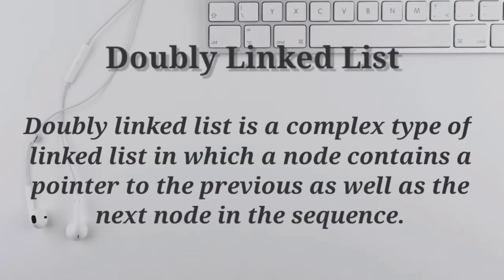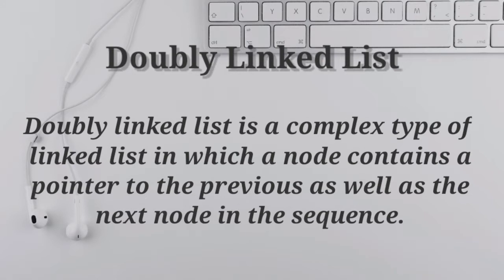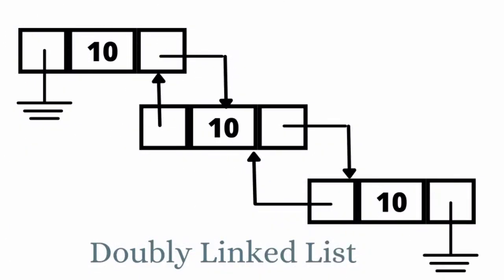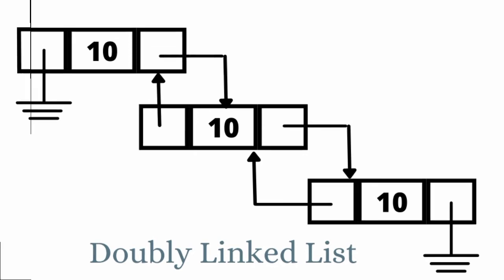In the previous video we have seen that a singly linked list has a node which has two parts, data and pointer to next. In a doubly linked list there is one more part called pointer to previous node. So guys, we can traverse in both directions, forward as well as backward. This is the logical representation of a doubly linked list.